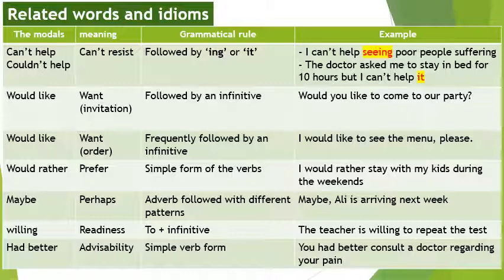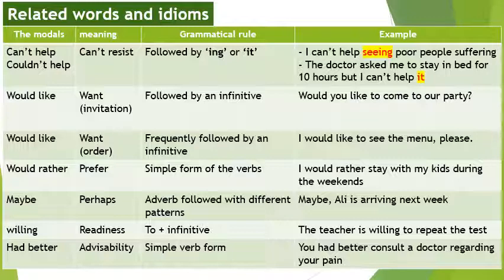With can't help, it means that you cannot resist or you cannot stop doing something. The structure of the sentence that involves can't help is usually a verb with the ing form, or it has it. Like when we say, I can't help seeing poor people suffering. It's always the verb in the ing form, or you can substitute this whole phrase with help it. I can't help it.